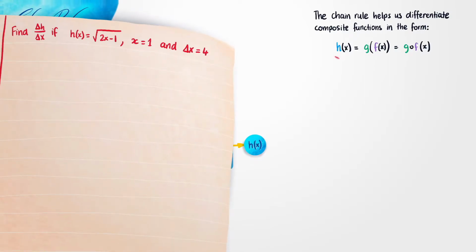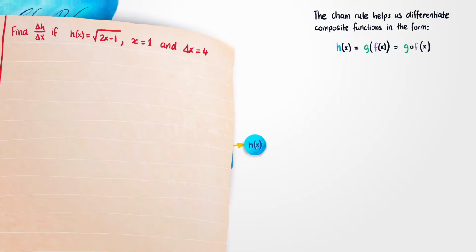Now remember, our goal is going to be to differentiate functions in this form over here, and to do that, we're going to need to find ratios of change in h on change in x. So in this case, I've given you the function root 2x minus 1. I've decided to start at x equals 1, and we're going to use a change in x of 4. And we'd like to find the corresponding change in h.